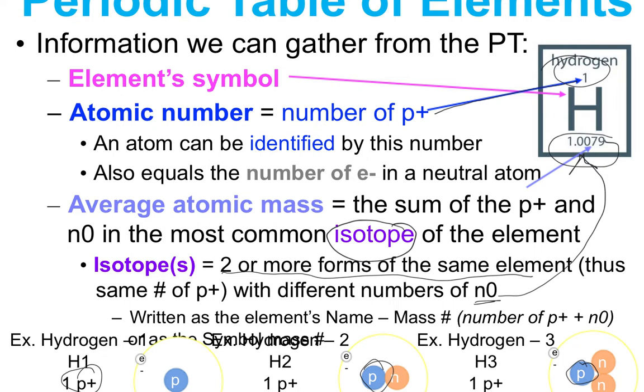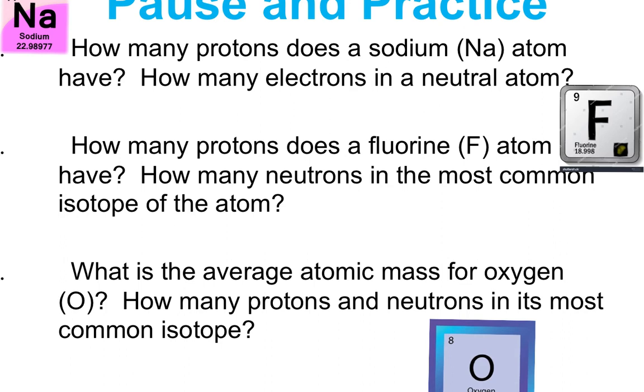This one here has 0 neutrons. This one over here has just 1. And the third isotope of hydrogen has 2 neutrons. So the first one weighs 1, the second one weighs 2, and the third one weighs 3. Hence we call it hydrogen 1, hydrogen 2, and hydrogen 3. Here are 3 sample practice problems. Pause the video for a moment and see if you can determine the questions.